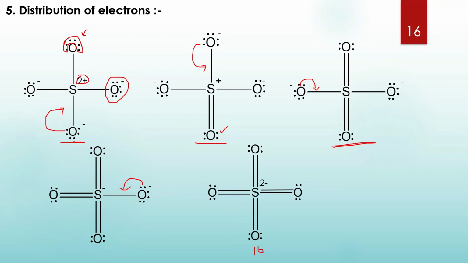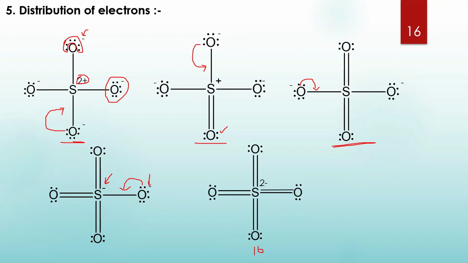If you look at the fourth structure, you will see that there's a negative formal charge on sulfur, and sulfur is the less electronegative atom, so having a negative formal charge is not good for sulfur. And also these adjacent atoms have negative formal charges, so they tend to repel. So this also is unstable.